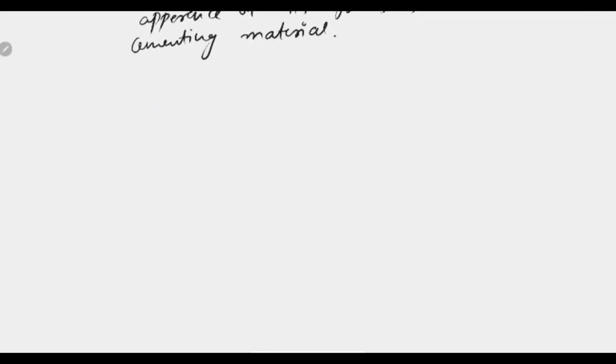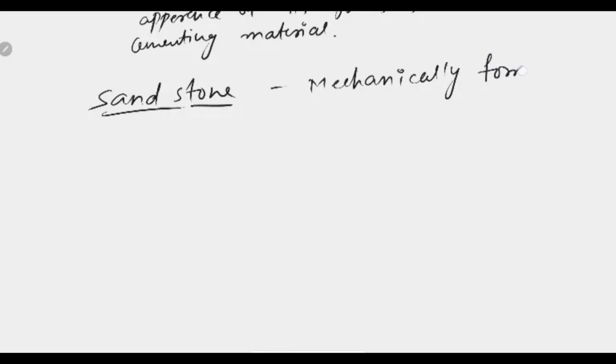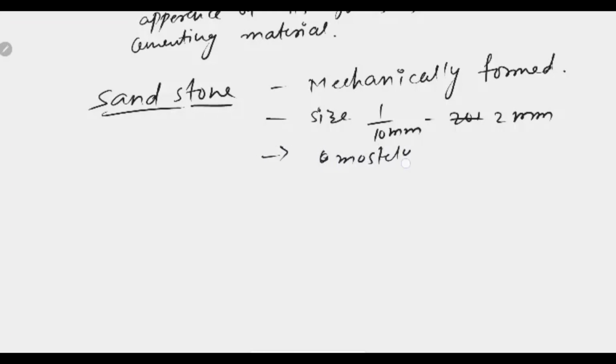Sedimentary rock examples are sandstone. Its properties: it is mechanically formed. Size should be 1/10 mm to 2 mm. Mostly used in all types of buildings. Found in a variety of colors.